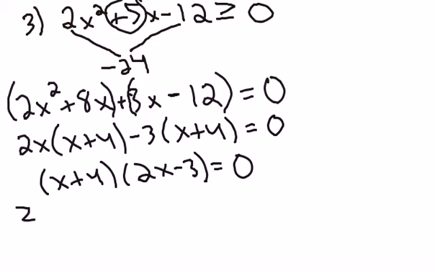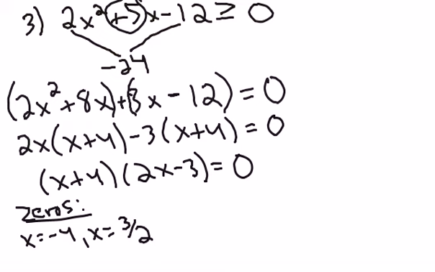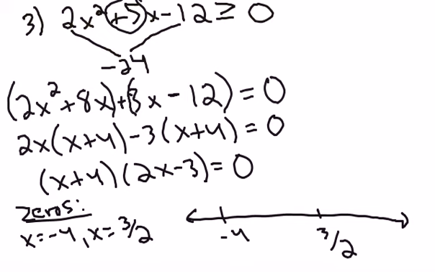Set each factor equal to 0, so that my zeros are negative 4 and 3 halves. So when I set up my sign chart, I'm going to have negative 4 and 3/2. And I'm going to go ahead and do my test points for the factored version here. So let me actually highlight the form that I'm looking at so you guys know what I'm talking about.